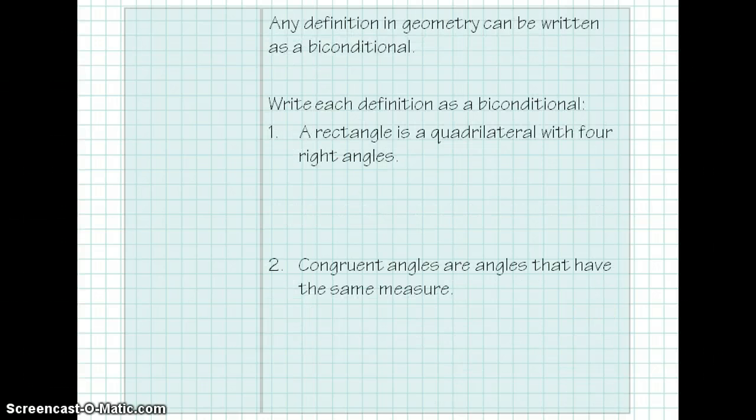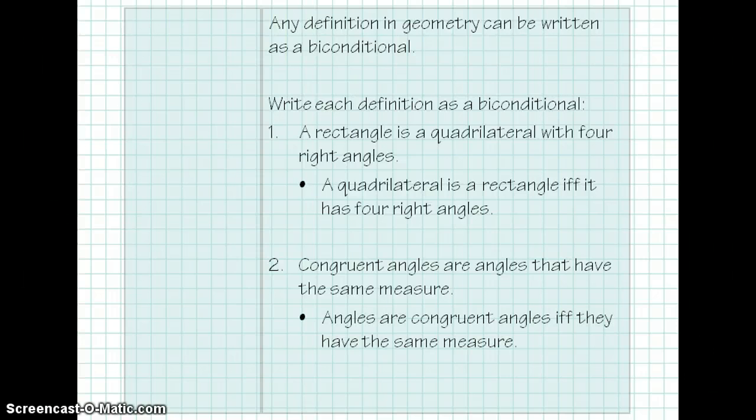Now it turns out that essentially any definition we have in geometry, we can write as a biconditional. So if I've got the definition, a rectangle is a quadrilateral with 4 right angles, I can rewrite that as a quadrilateral is a rectangle if and only if it has 4 right angles. It's tempting to say a rectangle is a quadrilateral if and only if it has 4 right angles, but it doesn't quite make sense if you see it that way. Okay, then we have congruent angles, or angles that have the same measure. We can turn that into angles are congruent if and only if they have the same measure.